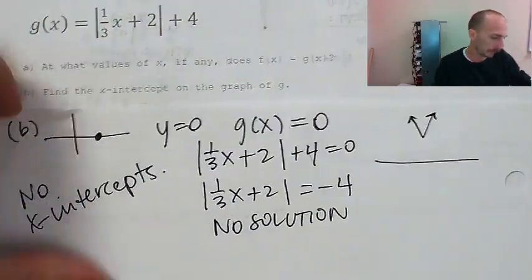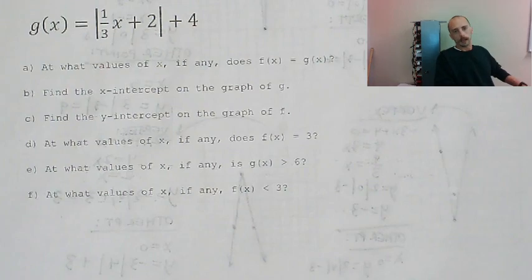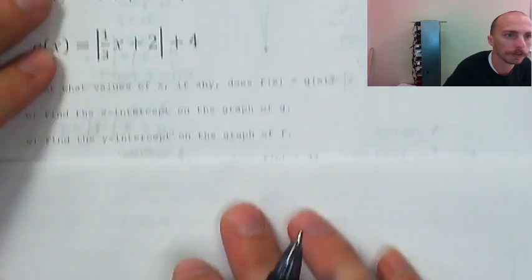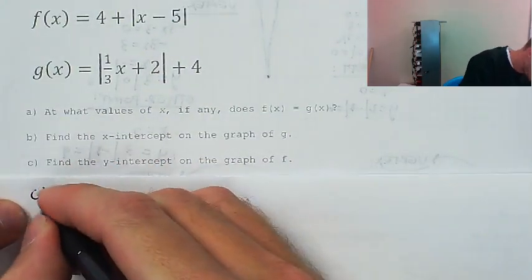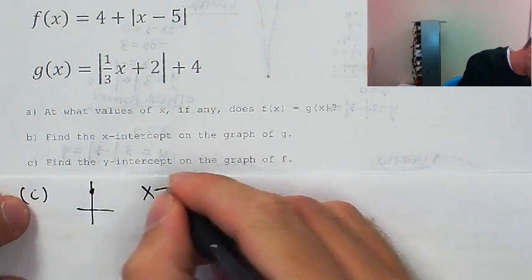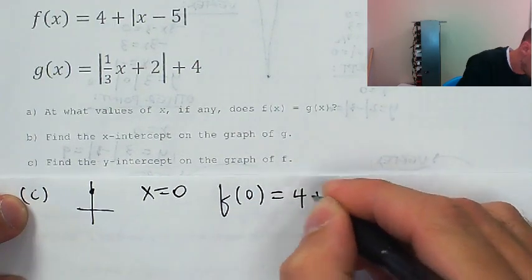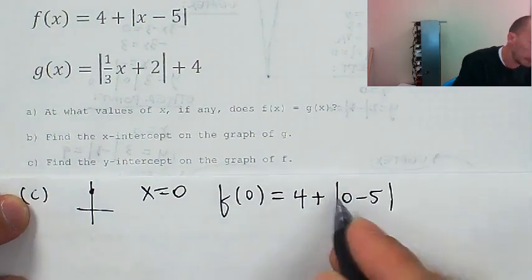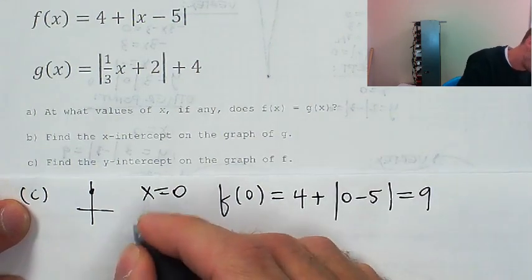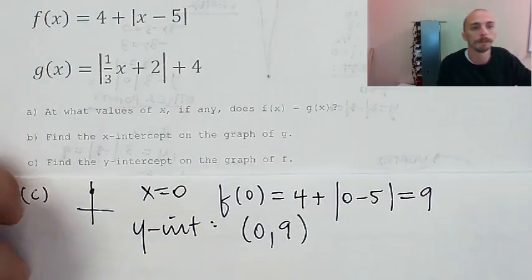Okay. That's good. Part C, find the y-intercept on the graph of f. All of these absolute value functions will have a y-intercept. I'm going to scoot that down so we can see f. A y-intercept is just where x is equal to 0. So we're going to plug in x equals 0 to f, and so we'll have f of 0 equals 4 plus the absolute value of 0 minus 5. The absolute value of negative 5 is positive 5, so I've got 4 plus 5, and that's going to be 9. So my y-intercept is the point where x is 0 and y is 9.